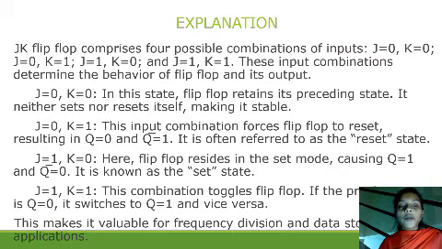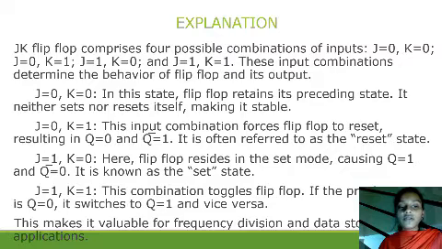The JK flip-flop comprises four possible combinations of inputs: J equals 0 and K equals 0, J equals 0 and K equals 1, J equals 1 and K equals 0, J equals 1 and K equals 1. These input combinations determine the behavior of the flip-flop and its outputs. J equals 0 and K equals 0, the first case. In this state, the flip-flop retains its preceding state. It neither sets nor resets itself, making it stable.